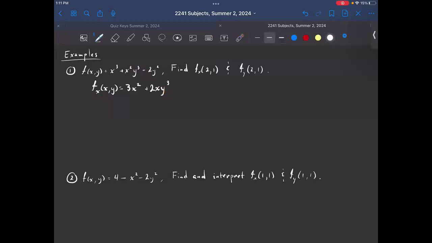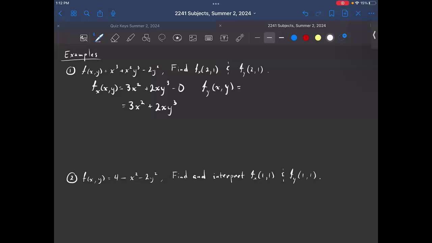And so here I have 2x times y cubed, because my derivative is with respect to x, not y. All right, so then the next term is 0, because again, if y is constant with respect to x, then the derivative with respect to x is 0. Okay, so our first derivative in the x direction is 3x squared plus 2xy cubed. Okay, now we'll need our first derivative in the y direction, because we'll need to plug in the point later.